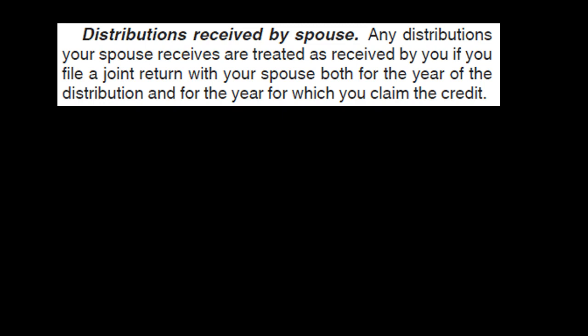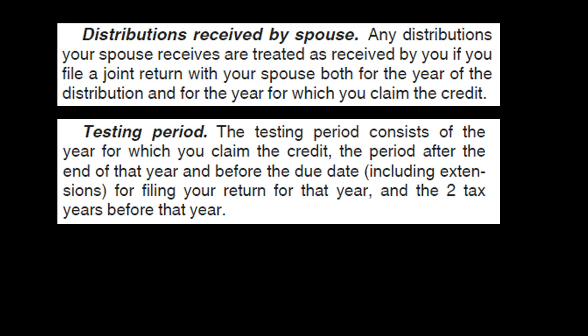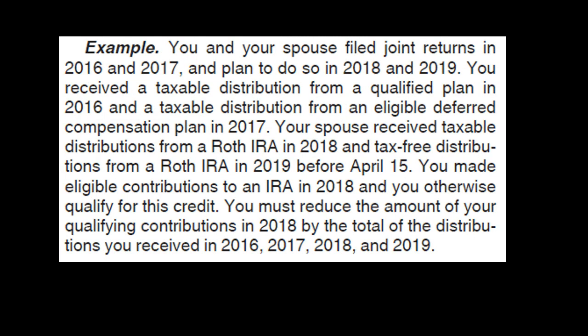Distributions received by spouse. Any distributions your spouse receives are treated as received by you if you file a joint return with your spouse, both for the year of the distribution and for the year for which you claim the credit. Testing period. The testing period consists of the year for which you claim the credit, the period after the end of the year and before the due date, including extensions, for filing your return for that year, and the 2 tax years before that.